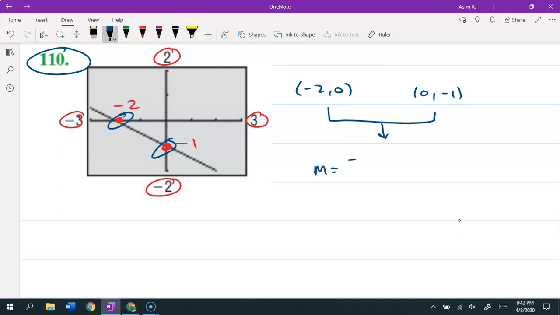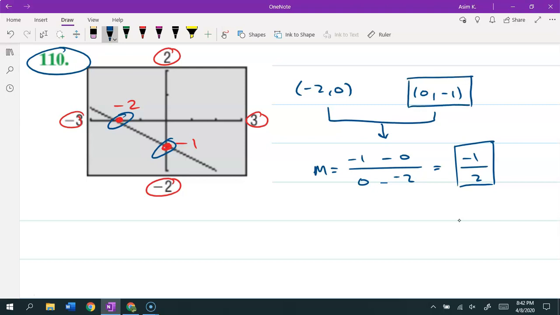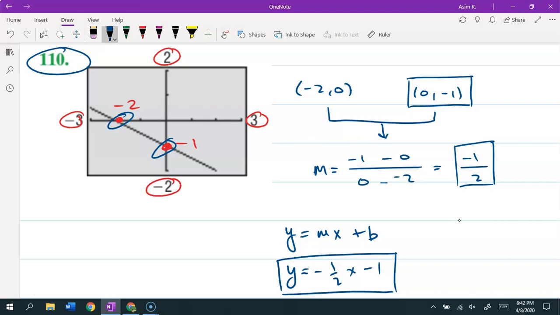So m is equal to negative 1 minus 0 over 0 minus negative 2, which gives you negative 1 over 2. So the slope of this line is a negative half, and the y-intercept is right there, right? It's already 0 comma negative 1. So you can go ahead and create an equation of this line. If you're using y equals mx plus b, you can say y is equal to negative half times x minus 1. And so that's a perfectly good equation of this line over here.